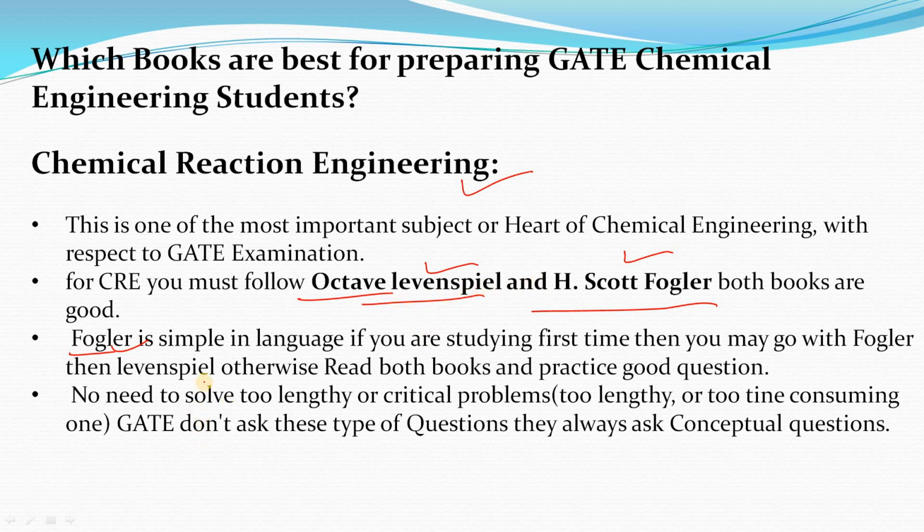As I was saying, Fogler is simple in language. First you can go through Fogler and then follow Levenspiel, or you can follow both. Both books are awesome and very good. What you have to do for GATE is, there is no need to solve too lengthy problems. In Levenspiel you will see many lengthy problems, like diagram problems, which are very lengthy.